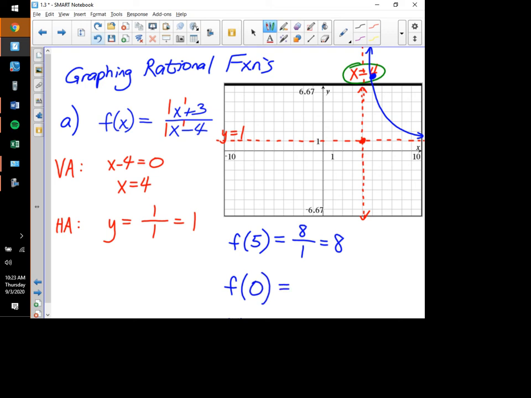So plugging a 0 into f of x, we're going to get 3 on top and a negative 4 on bottom. So we get the ordered pair of 0 and then negative 3/4, which is going to get us to this spot right over here. And sure enough, the existence of that one point does verify that, yep, this thing exists in the lower left quadrant.